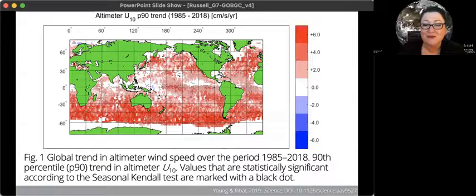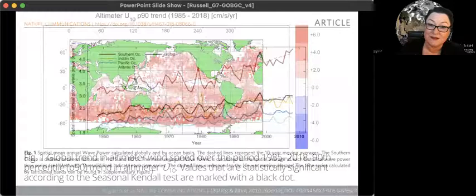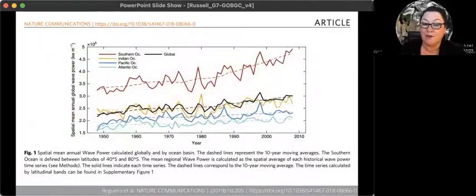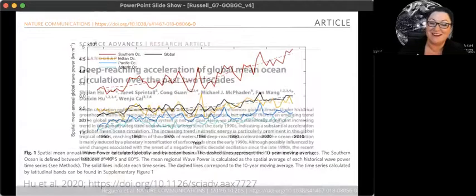You can see a few little dots of blue there, but pretty much the winds of the ocean look like they're increasing. If you looked at it from the mean annual wave power, that red line going up, up, up, that's the Southern Ocean. The waves are getting bigger. This is a big deal.